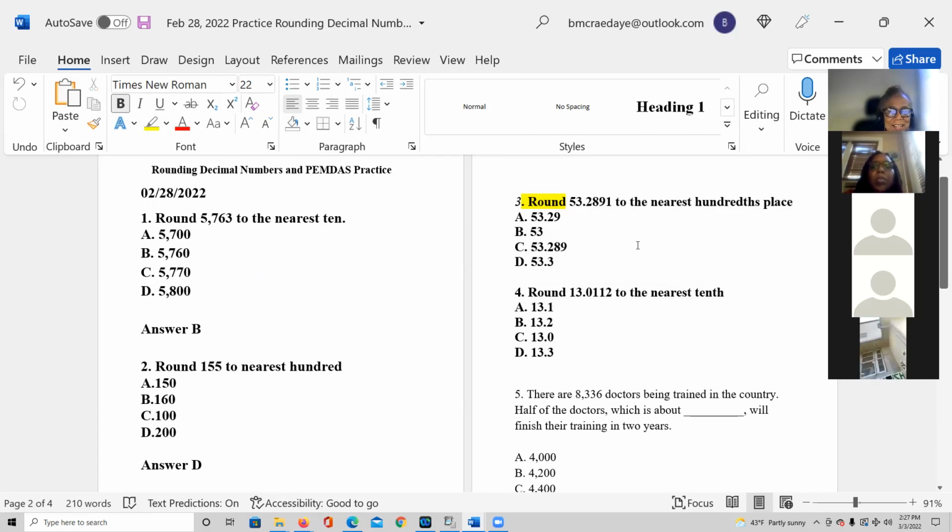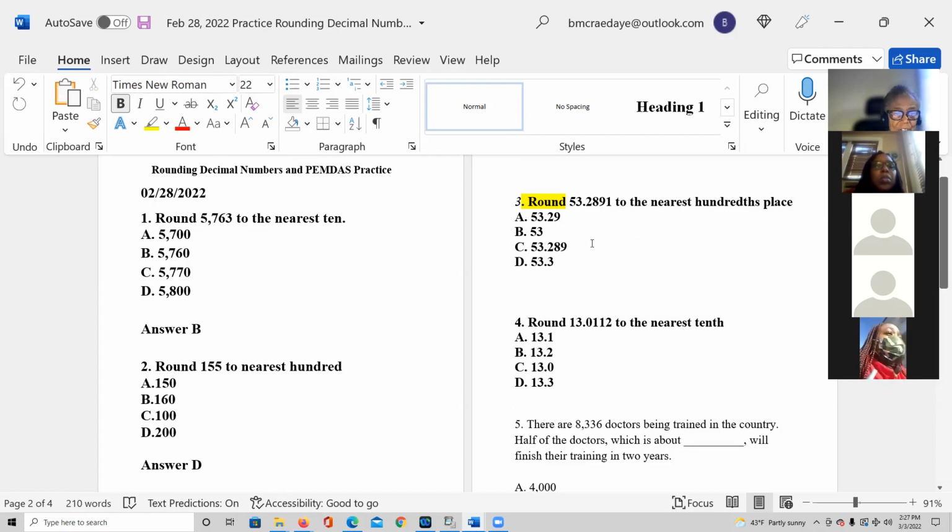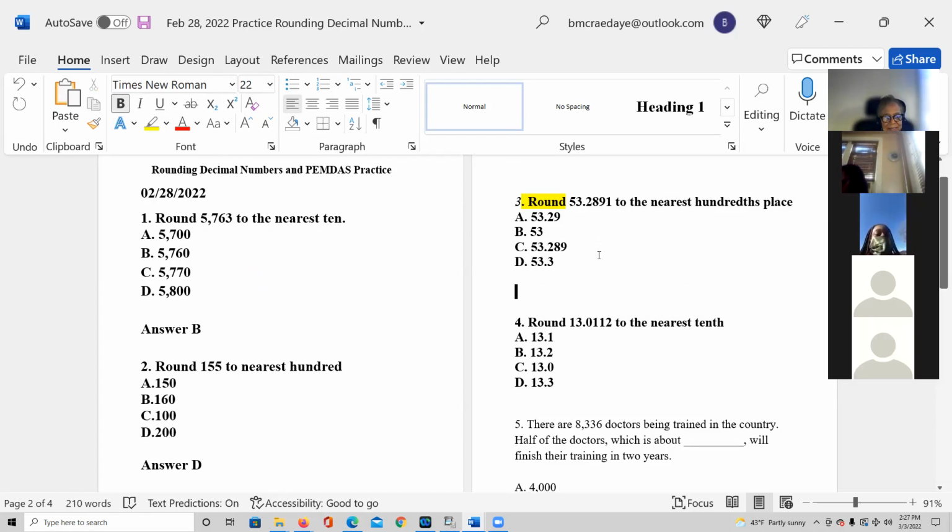53.2891, to the nearest hundredth place, Maureen. What is the hundredths place? What digit represents the hundredths? 2. This is a tenth, Maureen. What's the hundredth? Got to know your place value. Tenths, hundredths, thousandths, ten-thousandths. Let me just put them in order. After the decimal point: tenths, hundredths, not hundred, but the TH, right? Hundredths.